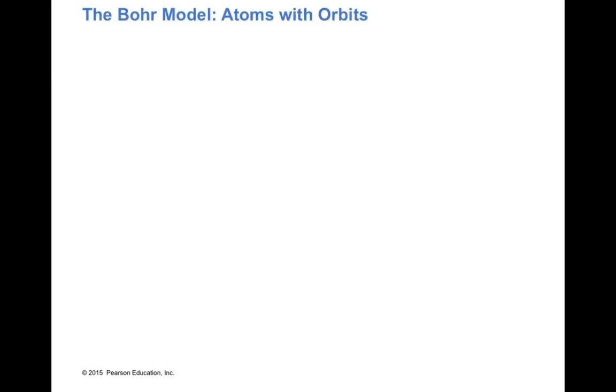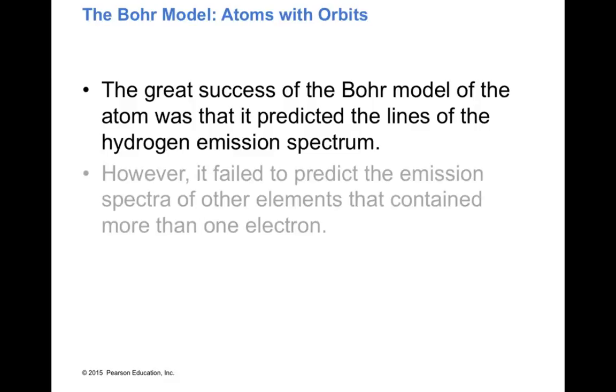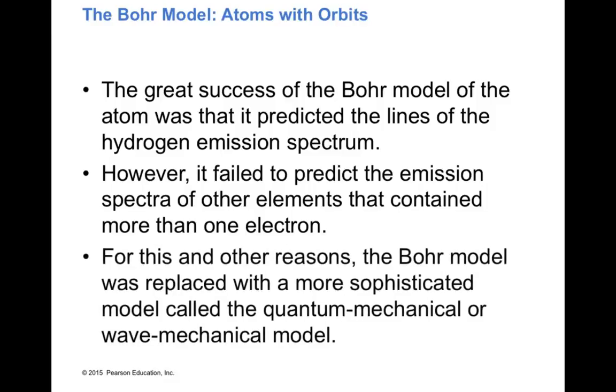Now, this model was very successful at explaining the lines predicted for the hydrogen emission spectrum. However, it failed to predict the emission spectra for other elements that contain more than one electron. For this and other reasons, the Bohr model was replaced with a more sophisticated model called the quantum mechanical or wave mechanical model. And we're going to see that in the next slides.